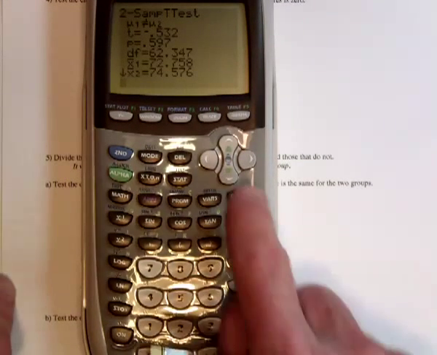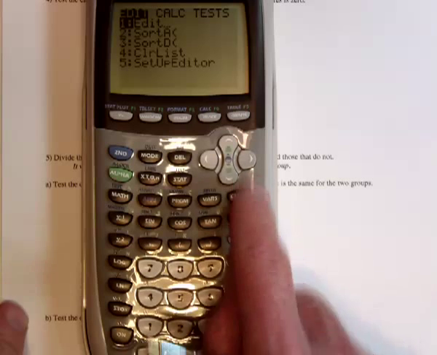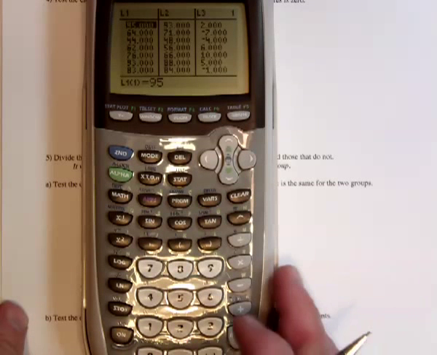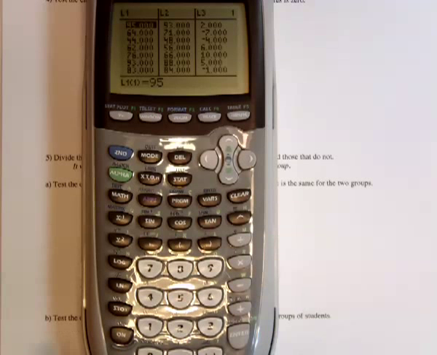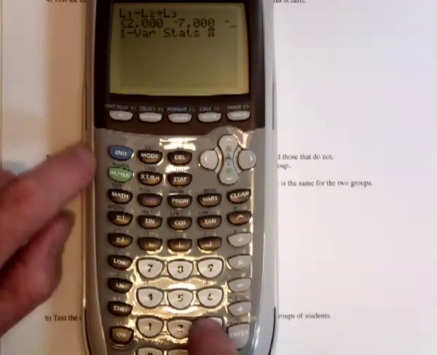So let me clear the screen. What you do is say list 1, so second one, minus list 2, so subtract them. And then right here is store, so store that in list 3. And then when you go back to list 3, there they are. There are the differences. Well, the next thing to do in this is find out what's the average difference for list 3.